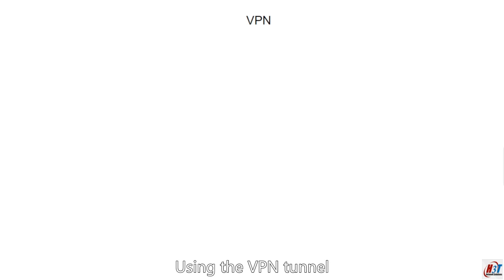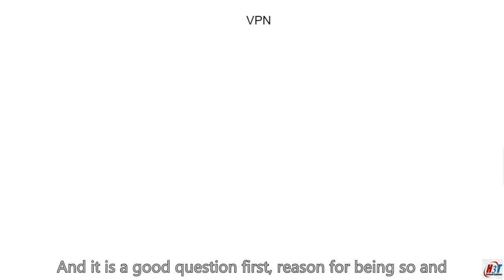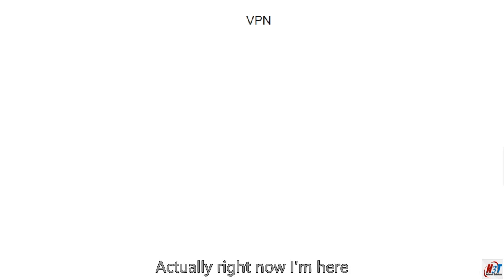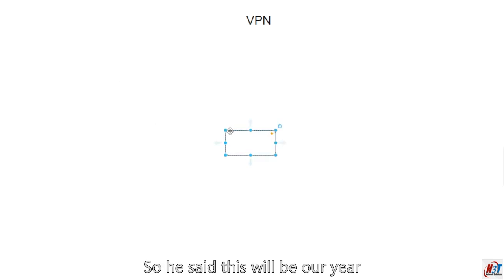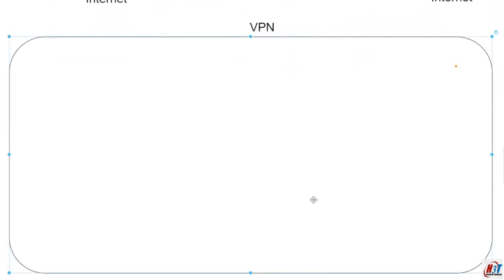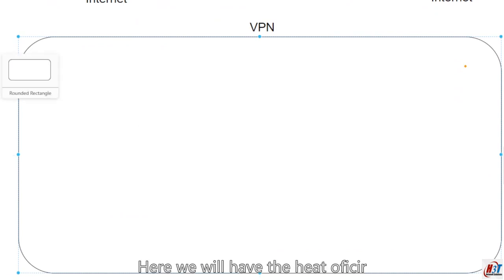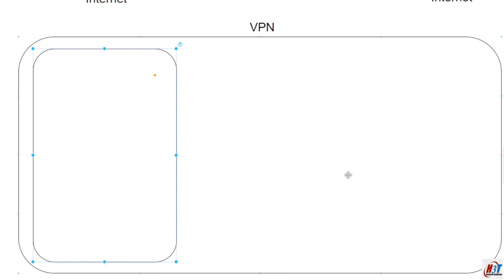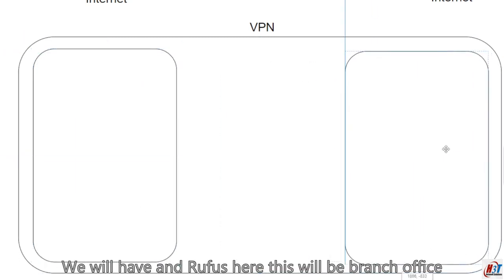You may be wondering why companies would need to use a VPN, and that is a good question. First, let's look at a very common reason for doing so, and that is when an organization is located on multiple sites. Here, let me actually write a diagram. So this will be our building here. Here we will have the head office, and then we will have another office here. This will be the branch office.